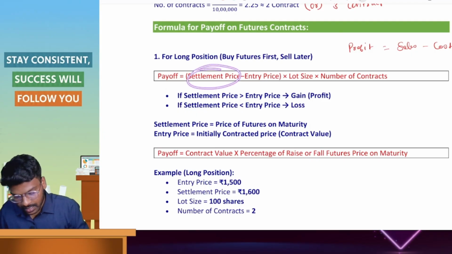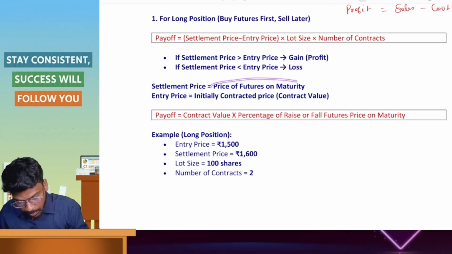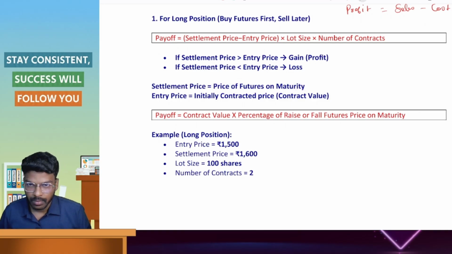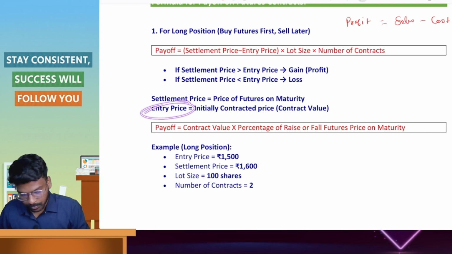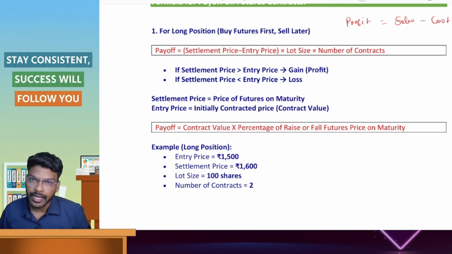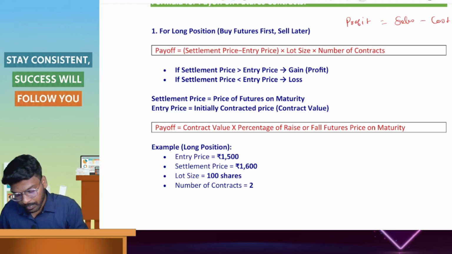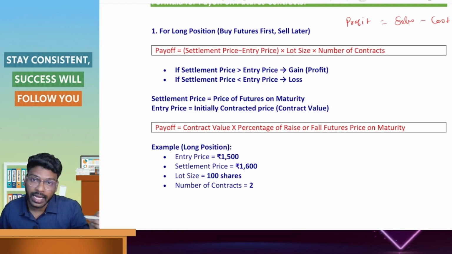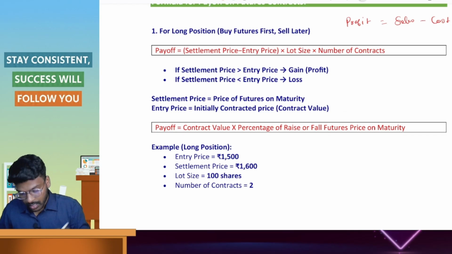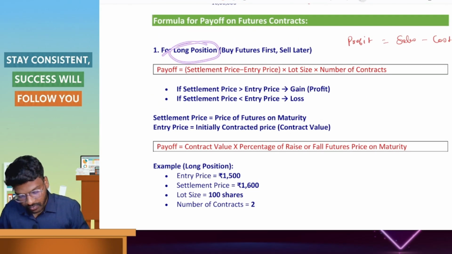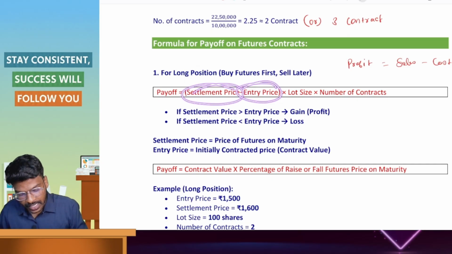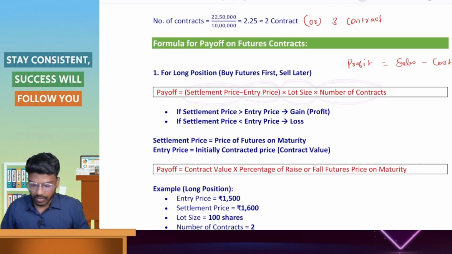The settlement price is nothing but the price of the future contract on maturity, that is, the actual trading price on the date of maturity. Entry price is the initially contracted price. In our example, we have taken 2 lakh as the initially contracted price. The actual price turns out to be 2,30,000. So in case of long position, payoff will be settlement price minus entry price, into lot size, into number of contracts. That will give you the payoff, gain or loss.